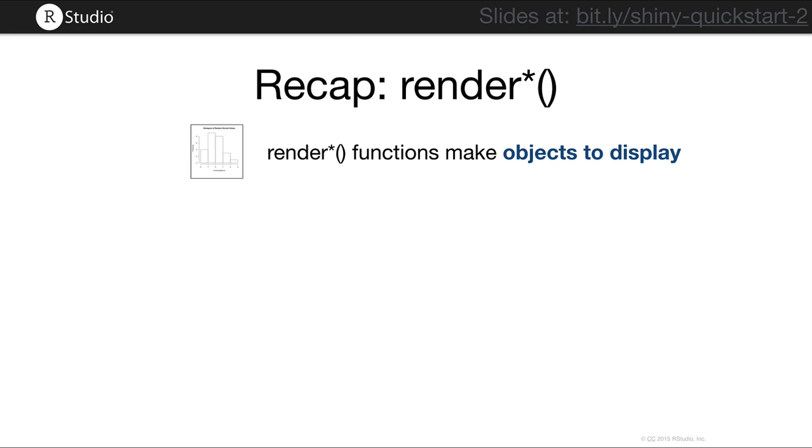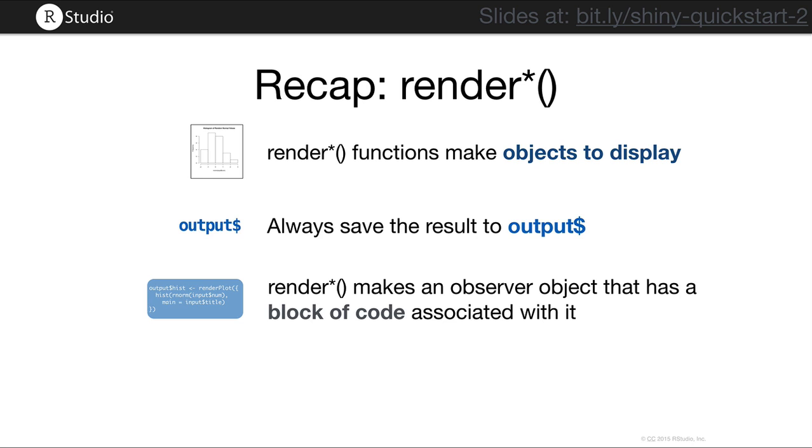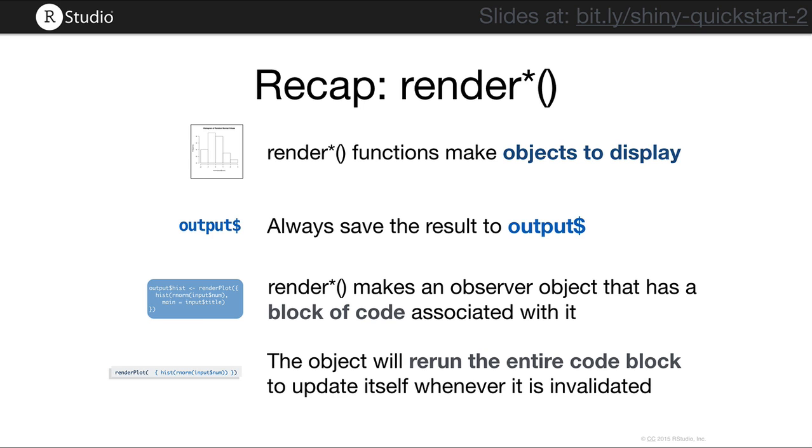And that's how the render functions work. They make objects to display. Whenever you want to make an object to display in your app, you're going to use a render function. You always save the results of the render function to output$, because that's the only way to get the results into your app. And then the render function makes an observer object that has a block of code associated with it. That's the code chunk you pass to renderPlot. And whenever that object becomes invalidated, it will rerun that entire block of code to update itself.